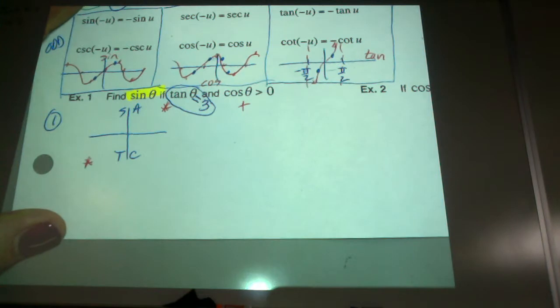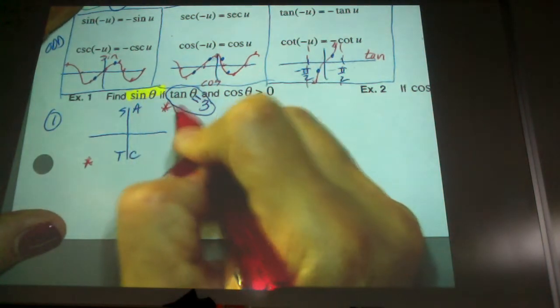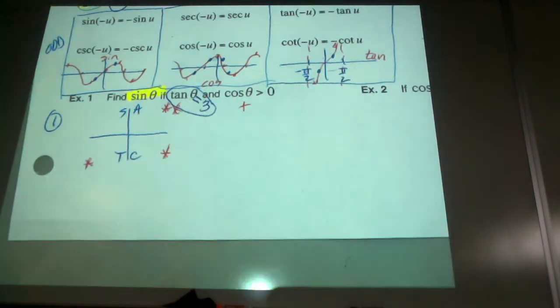Because we're saying that cosine is positive. So where is cosine positive? 1 and 4. Note that I don't have any inverse tangent in here, so I don't care about those restrictions. I only have tan and cosine. So I care about where they're restricted in terms of their signs.